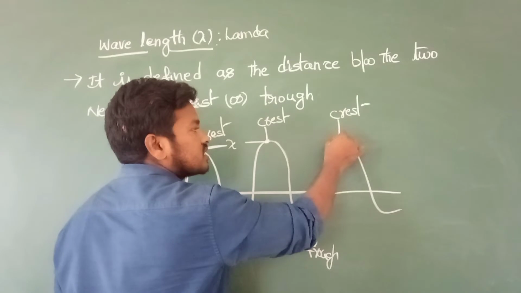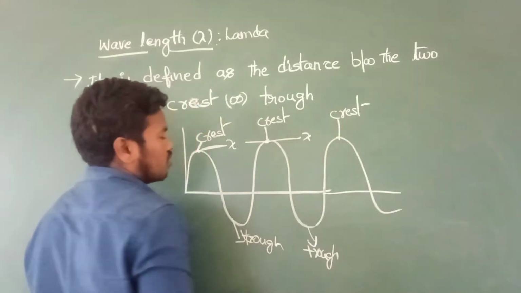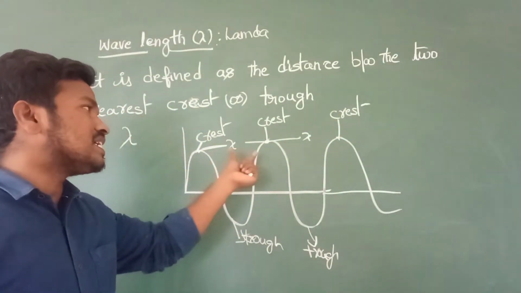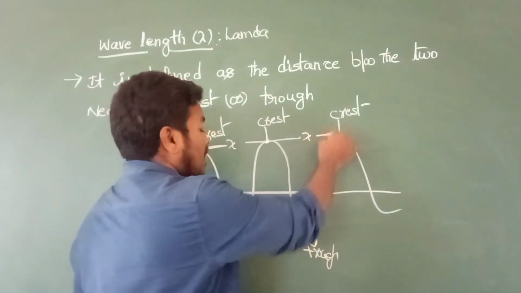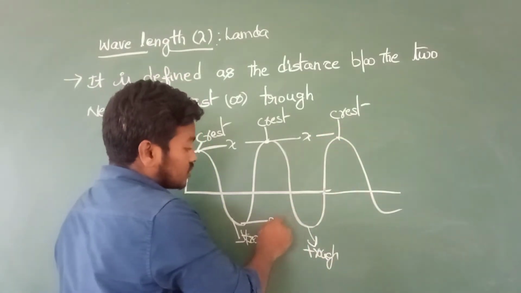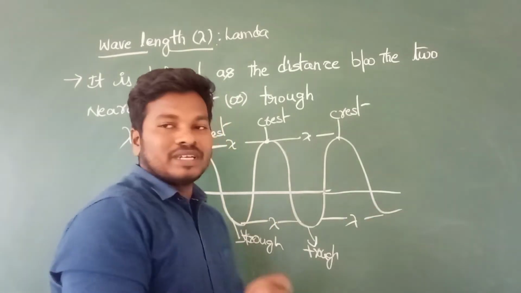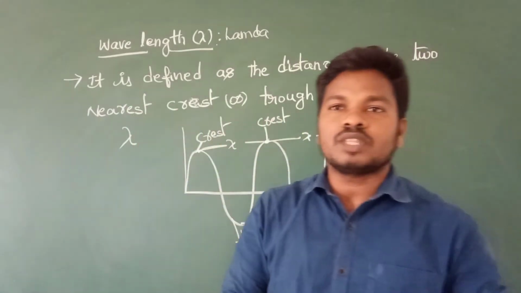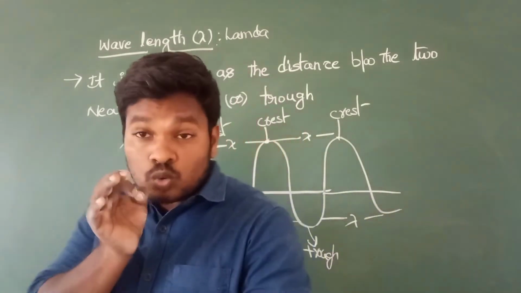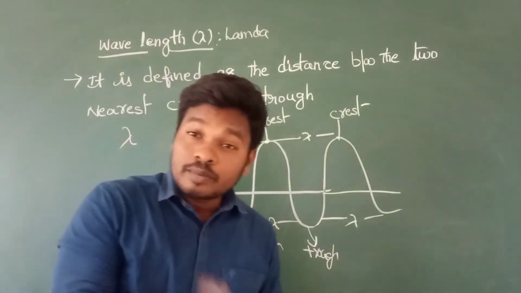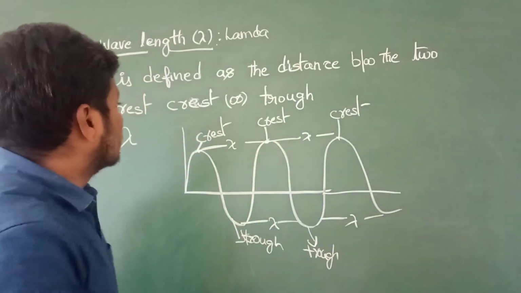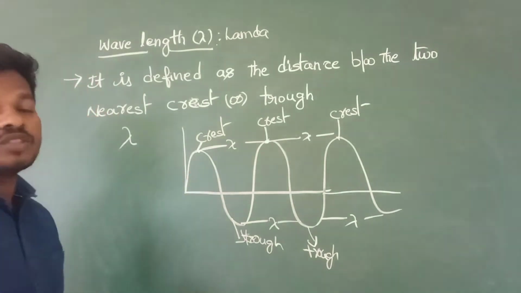And this distance we are calling lambda. You can take the two nearest crests, or you can take the two nearest troughs also. So we are talking about the distance between two successive crests, or two neighboring troughs. That is what we call the wavelength.